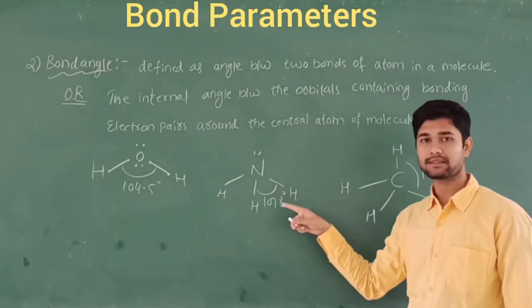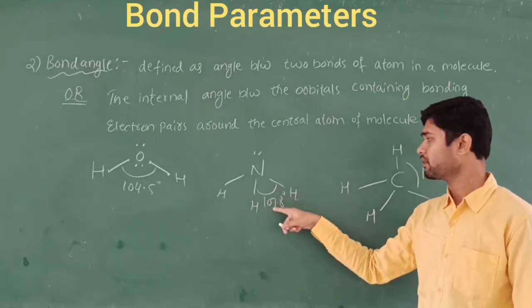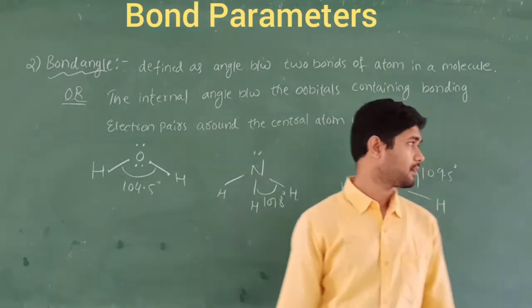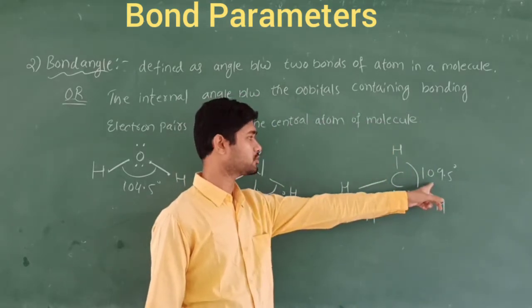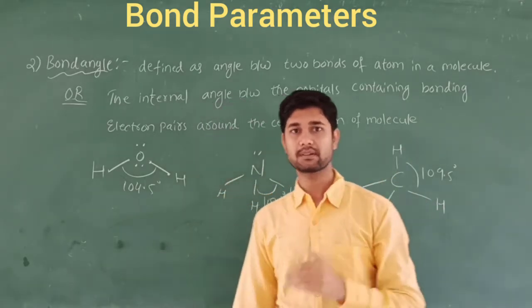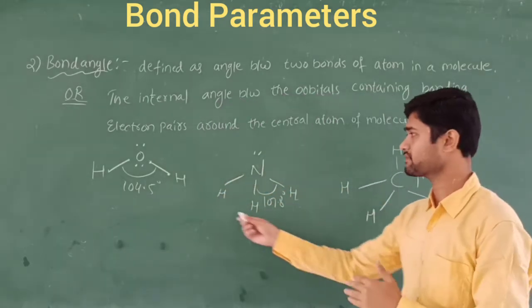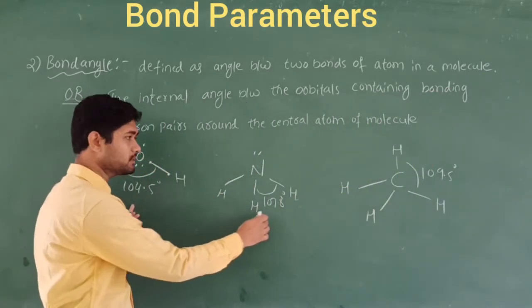Next is the bond angle in the ammonia molecule. This is named ammonia, NH3. Here it is 107.8 degrees. And coming to the last one, the methane compound CH4, the bond angle is 109.5 degrees. So you can see the bond angle decreases in this direction. This is the least one, this is the moderate one, and this is the highest one.